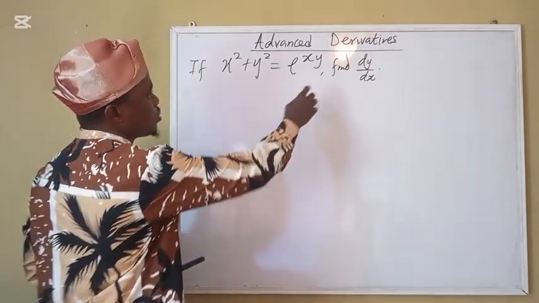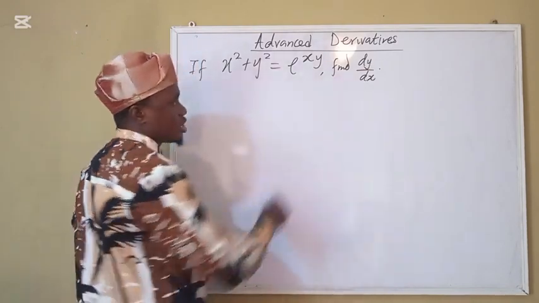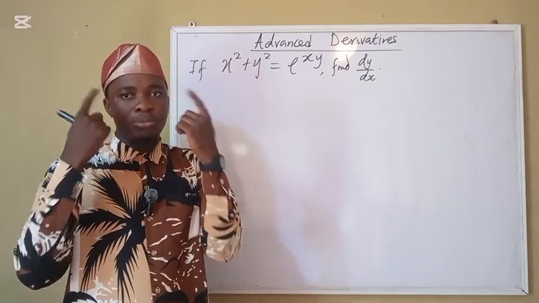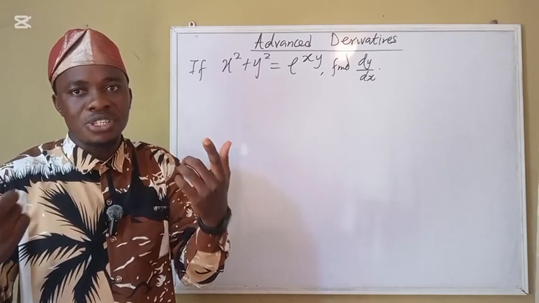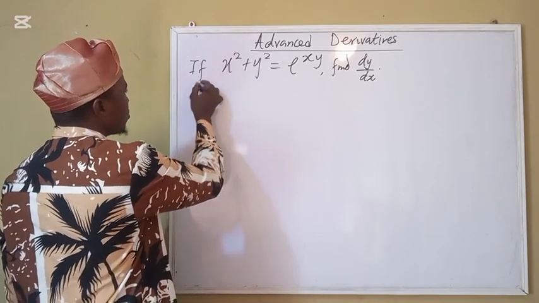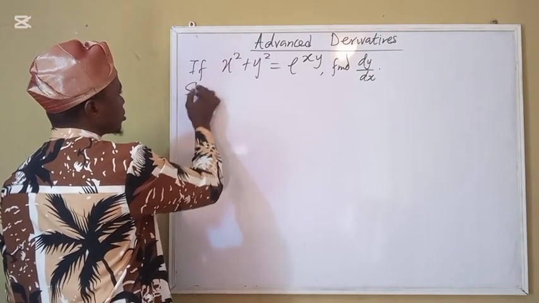How are you going to do this? We want to differentiate. We are differentiating with respect to x. But mind you, we are seeing x and y here. So that should come to your mind that we are differentiating implicit functions, because these are implicit functions. So what we are going to do is the solution.